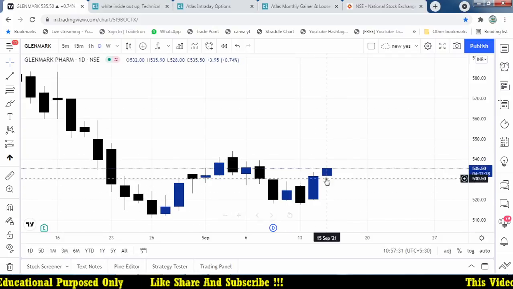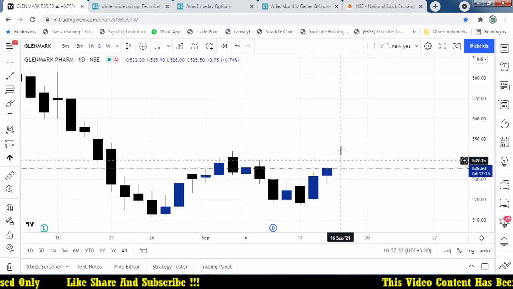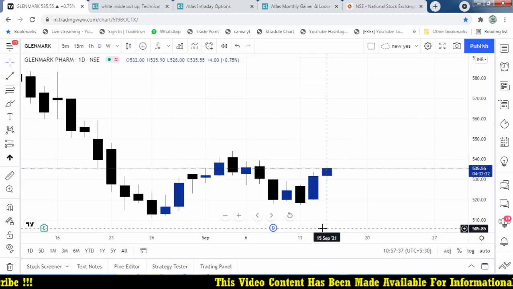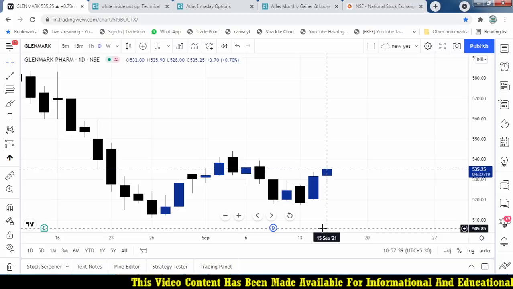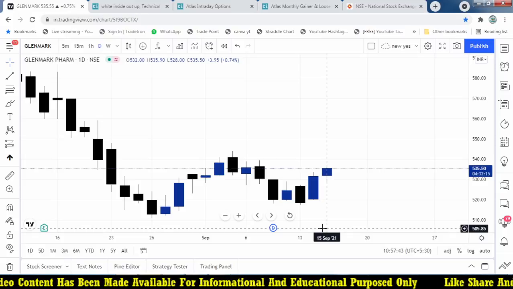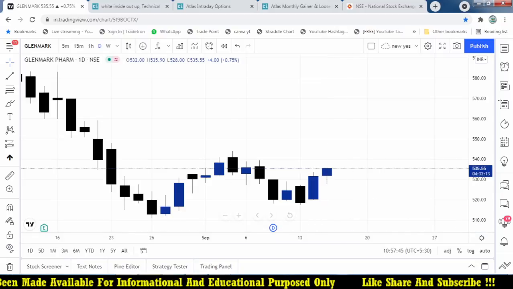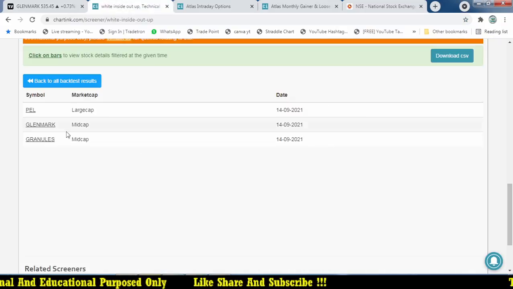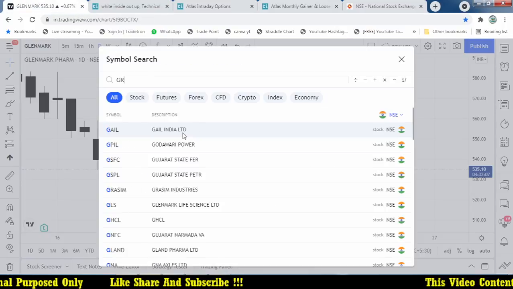I am recording this right now, live. It's a live market. Okay, so it may have the chance to move up, but not on an intraday basis. It is a positional basis. You have to plan what kind of trade you are going to take, whether intraday or positional. So you should plan your trade as per your risk and reward ability. Okay, right? And Granules, Granules is also a good one.